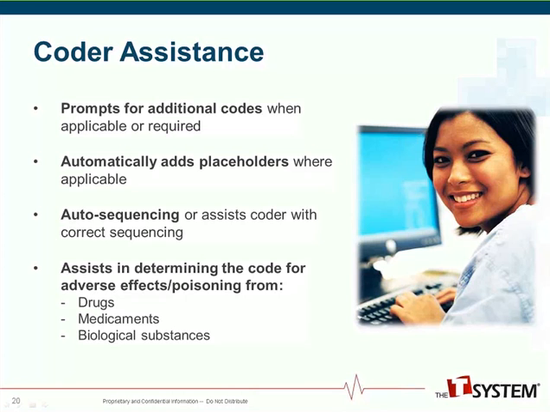Does it help in determining the code for adverse effects or poisoning from drugs? And one of the things that you might look for is, does the coder always have to look up the drug in the table of drugs? Because if you're familiar with ICD-9 or ICD-10, the adverse effects of drugs are listed by the drug type, not the drug itself. So in order to find the right code, you have to look it up in the table of drugs. What if you just type in the name of the drugs and it automatically crosswalks to the correct drug class? That would make your search so much more efficient.